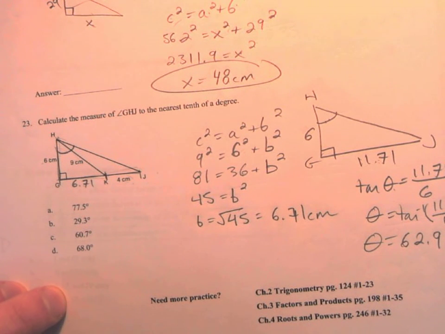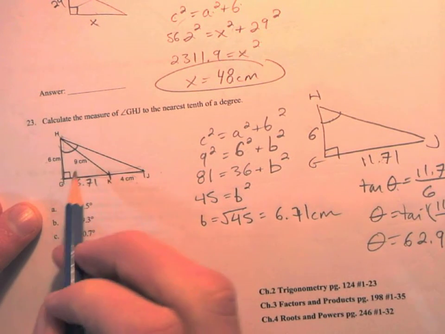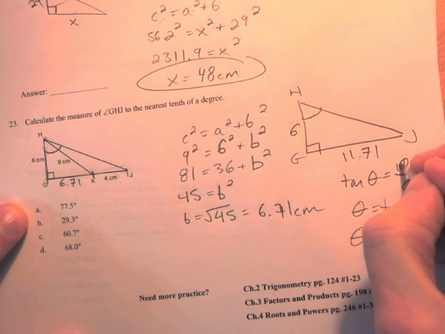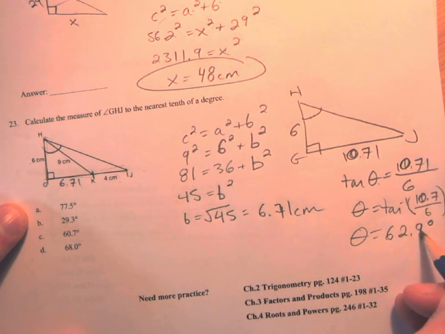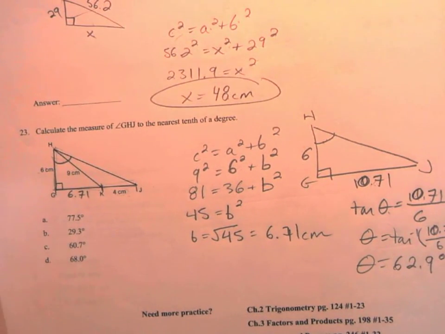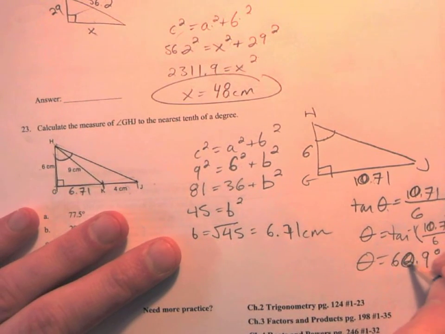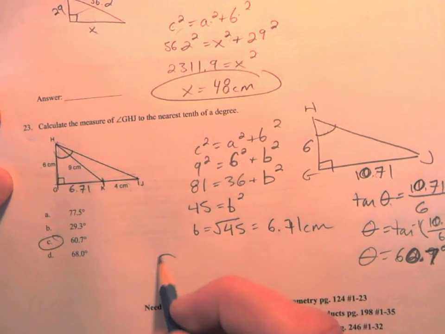Which is not any of the answers. No, that's the problem. I didn't add right. It's not 11.71. 6.71 plus 4 is 10.71. That's my mistake right here. 10.71. And that means I just have to redo this calculation. This is 60.7. There we go. C. Thank you.